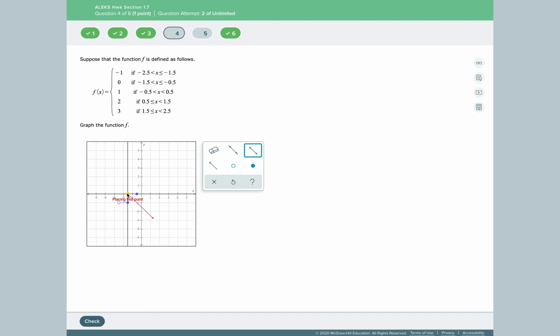So I have on the first point, then the second point. So I have the next line segment. And then we have f of x is equal to 1 if negative 1/2 is less than x is less than 0.5. Okay. And so for what we have in this one, so you have two open circles. And this would be at y is equal to 1.